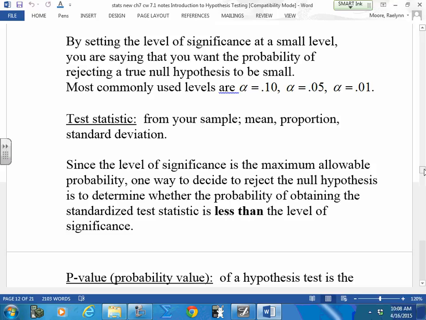Since the level of significance, guys, this is really, really important. Since the level of significance is the maximum allowable probability, one way to decide if we should reject the null statement is to determine whether the probability of obtaining that test statistic is less than the level of significance. A lot of words for a little thought. So what does that mean to you?